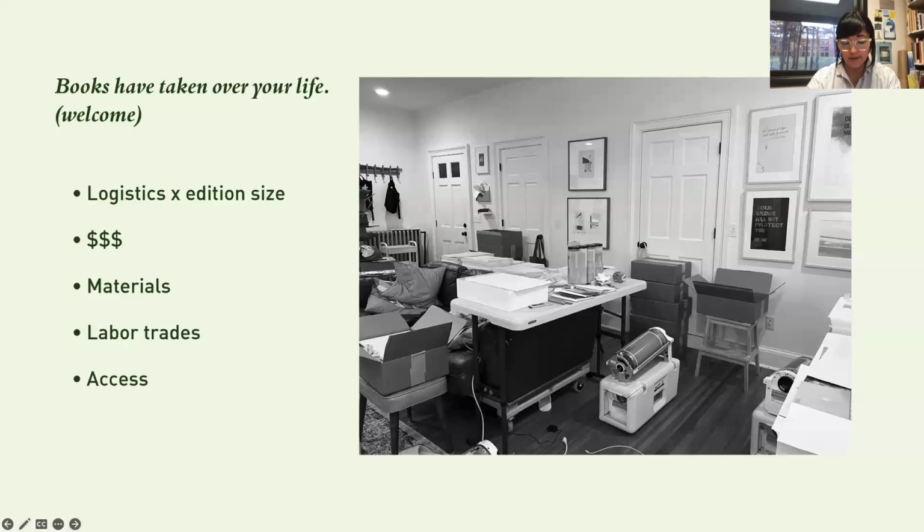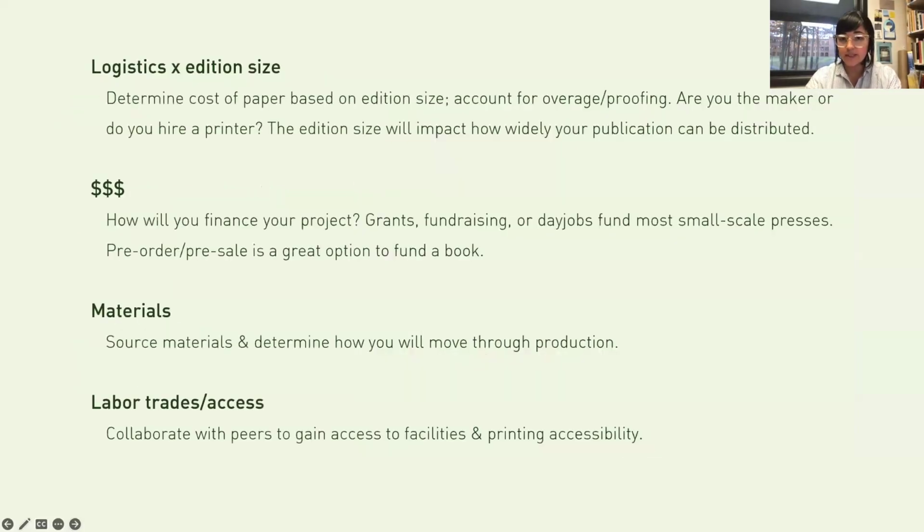That would be secondary. What are the materials that you're using? What labor trades or access can you work out institutionally or through collaboration? So some of the things that I wanted to highlight in that are logistics and edition size. You want to determine the cost of things like paper based on edition size. So a lot of what we're doing when we're working through what is the ultimate goal?